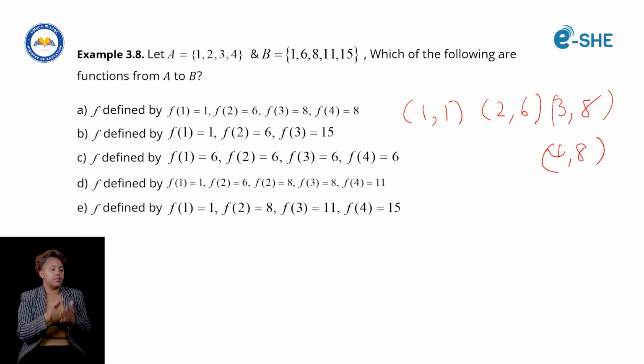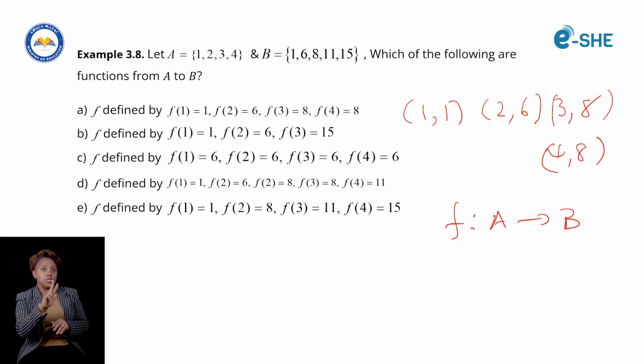An important point we have to know here is if f from A to B is going to be a function, we say the domain of the function must be A. Now on this mapping, the domain of A is 1, 2, 3, 4, and we see that 1, 2, 3, 4 are mapped, hence it is a function.